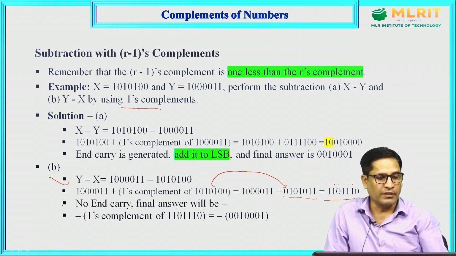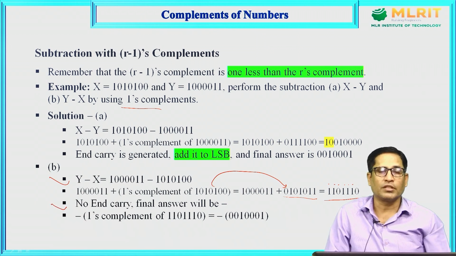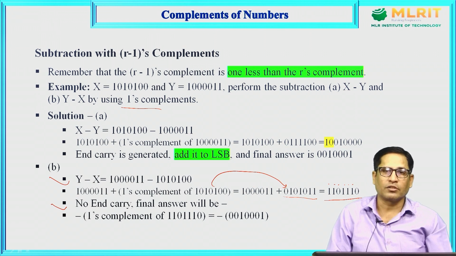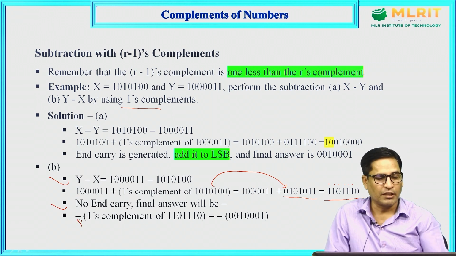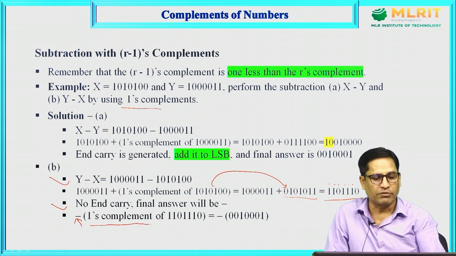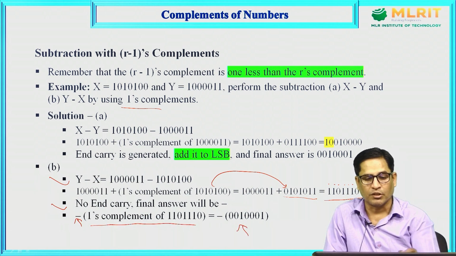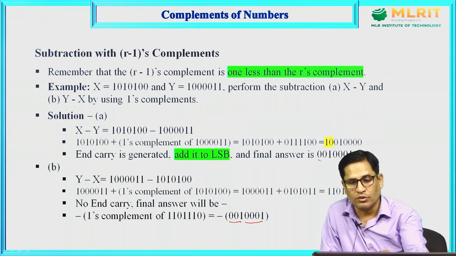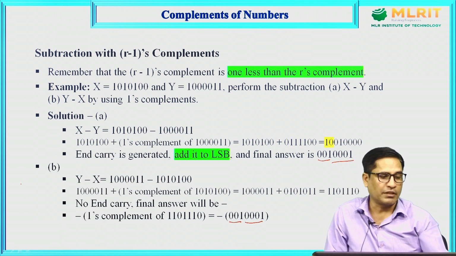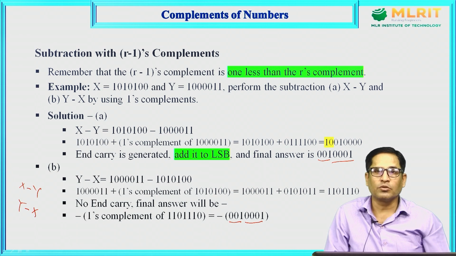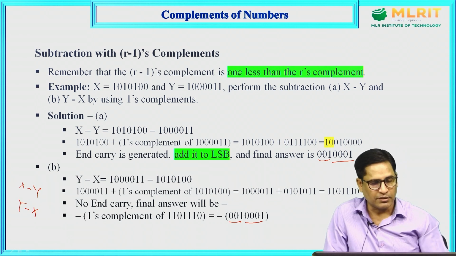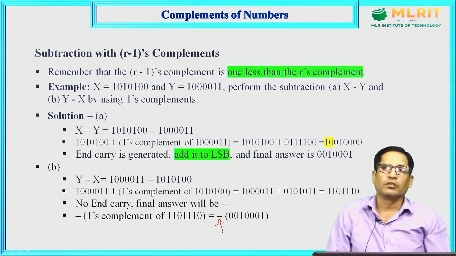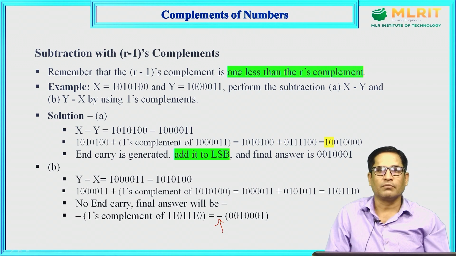So the final answer will follow a process similar to what we followed in R's complement. Keep the minus sign here, and then take again the 1's complement of the number, and this is what you got: 001, 3 times 01. That means whether we performed X minus Y or Y minus X, the magnitude of the number is going to be the same except for the sign. So in this way you can verify the answer if you are going to do such types of questions by yourself. Thank you.